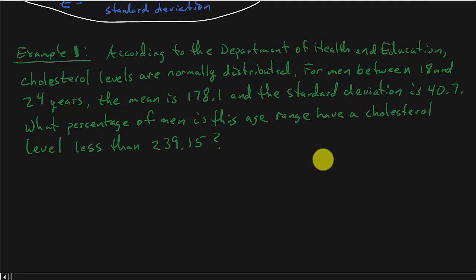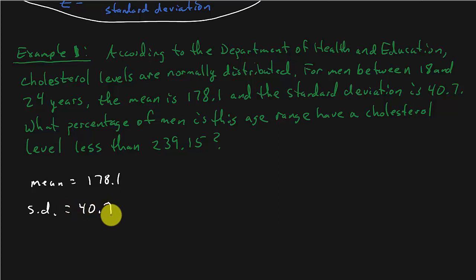All right, so it says, according to the Department of Health and Education, cholesterol levels are normally distributed for men between 18 and 24 years. The mean is 178.1, and the standard deviation is 40.7. What percentage of men in this age range have a cholesterol level less than 239.15?